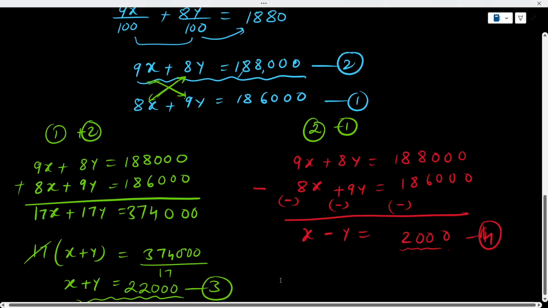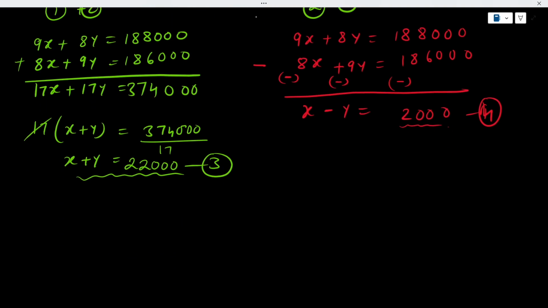Now you can follow the elimination method here from 3 and 4. What can you add here? You can add 3 and 4. What am I going to get if I do addition, because the y coefficient is the same, right? I can do that, x plus y, which is 22,000, right? If I add it, 14, 17, yeah. So it is 22,000 and x minus y is here 2000.